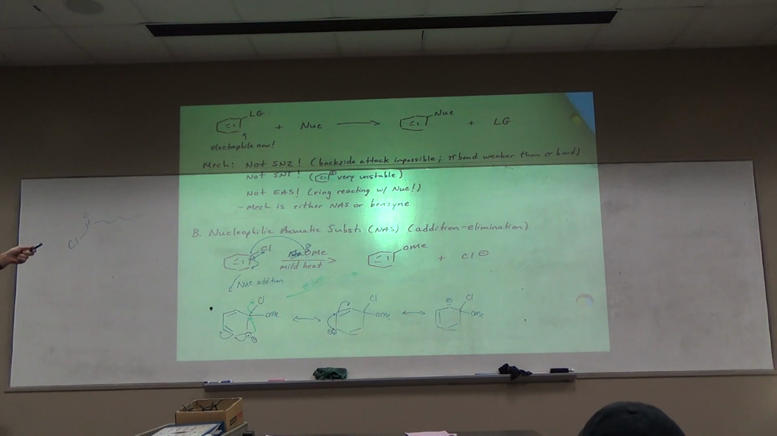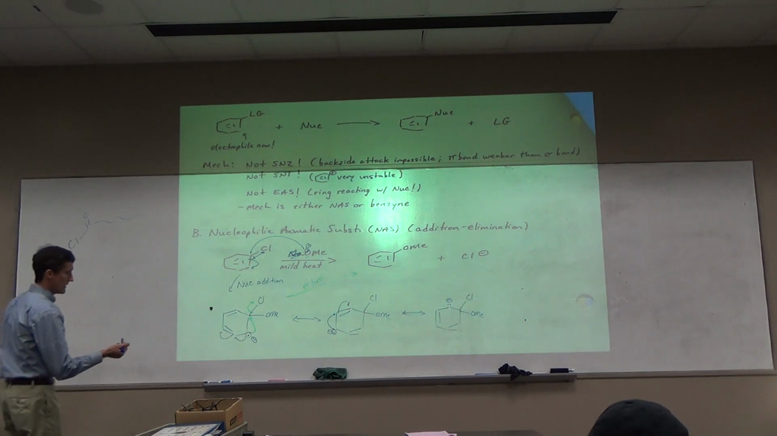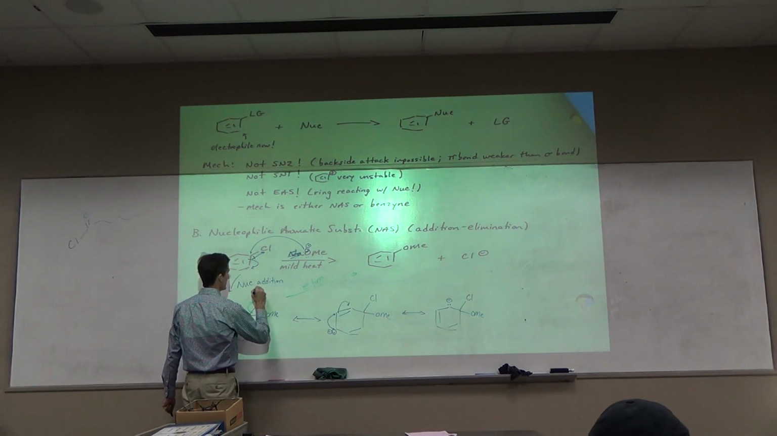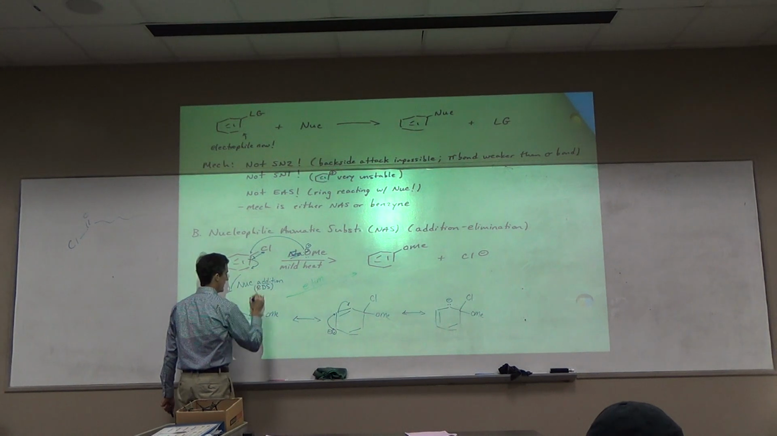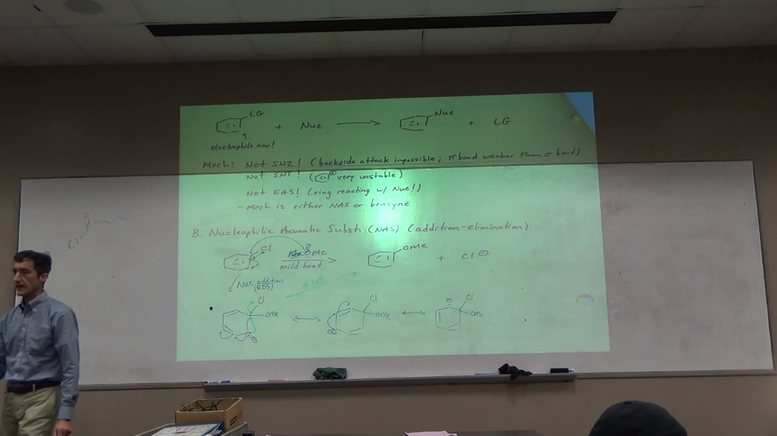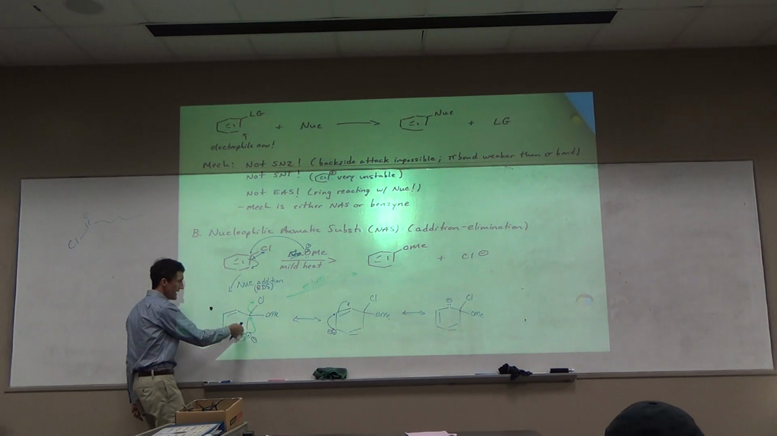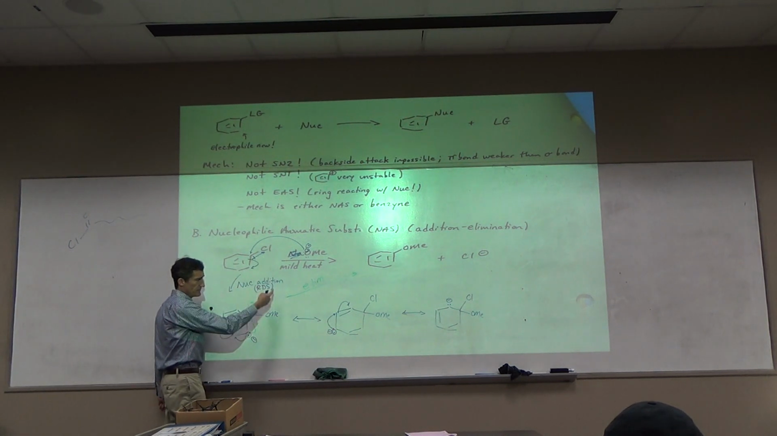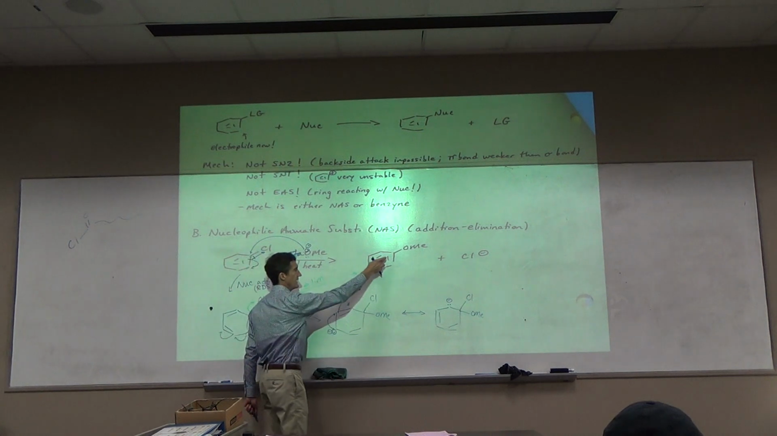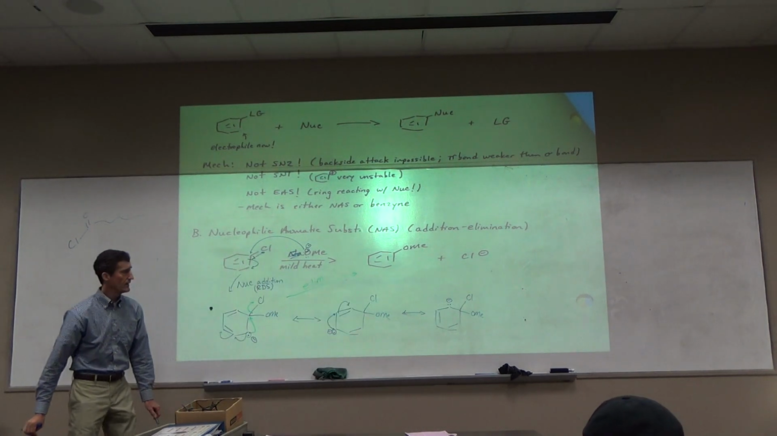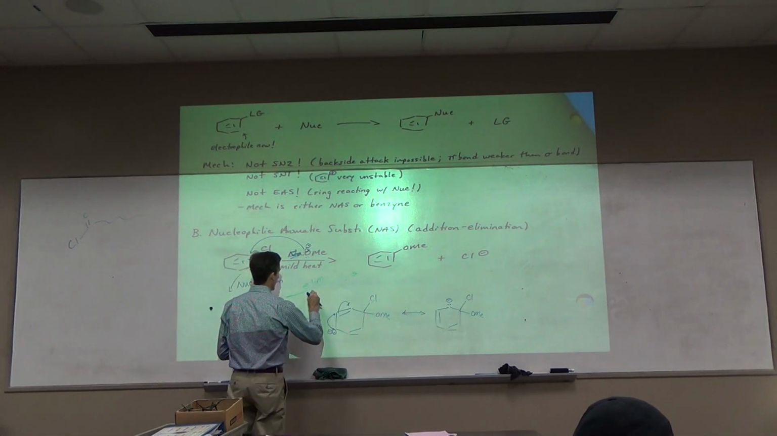NAS is essentially an addition-elimination mechanism. The nucleophilic addition is going to be the rate-determining step to make the high-energy intermediate. Then when you come back in and remake the pi bond and expel a leaving group, we go back downhill to a neutral product, and that's going to be a fast step.